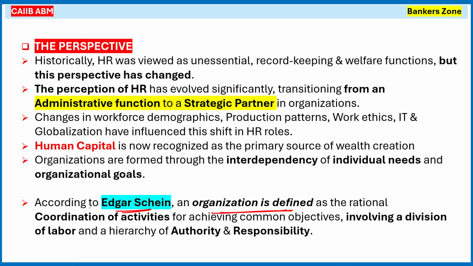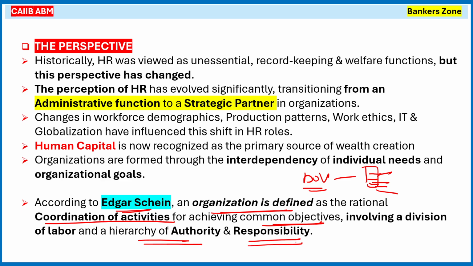According to him, organization is simply the coordination of activity to achieve the common objective, which involves division of labor. What is division of labor? Simply, big tasks should be divided into small tasks and assigned to different people. Hierarchy must be there. For example, in a bank we have hierarchy: clerk, officer, manager, senior manager, like that, and there should be responsibility accordingly. So this is the definition given by Edgar Schein. Very, very important.